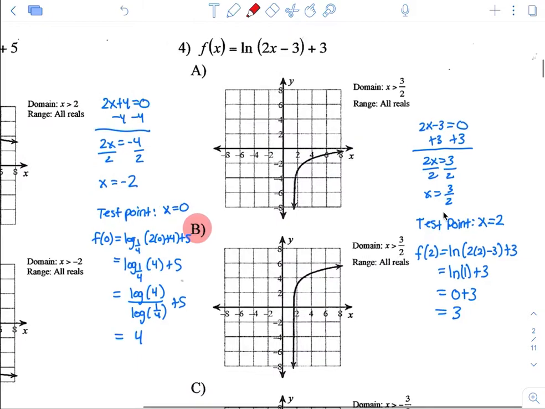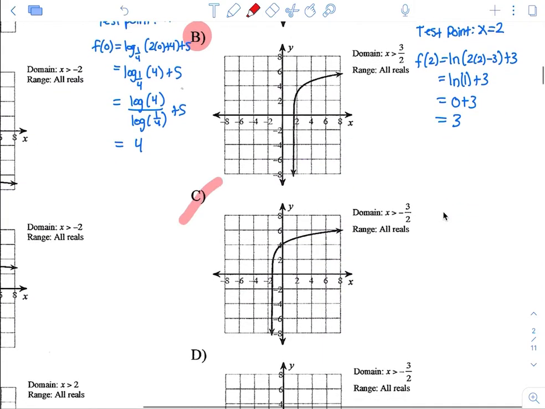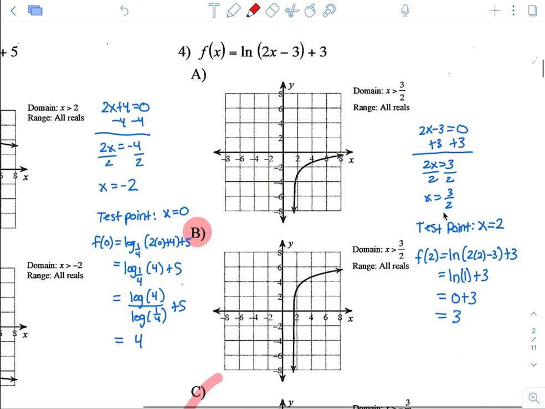Number 4, set the parentheses equal to 0, and we get 3/2. Do a test point. Now, look at 3/2. Which graphs have x is greater than 3/2? A and B, not C, not D. Look, that's not 3/2. Okay, debating between A and B, so let's just do a test point.